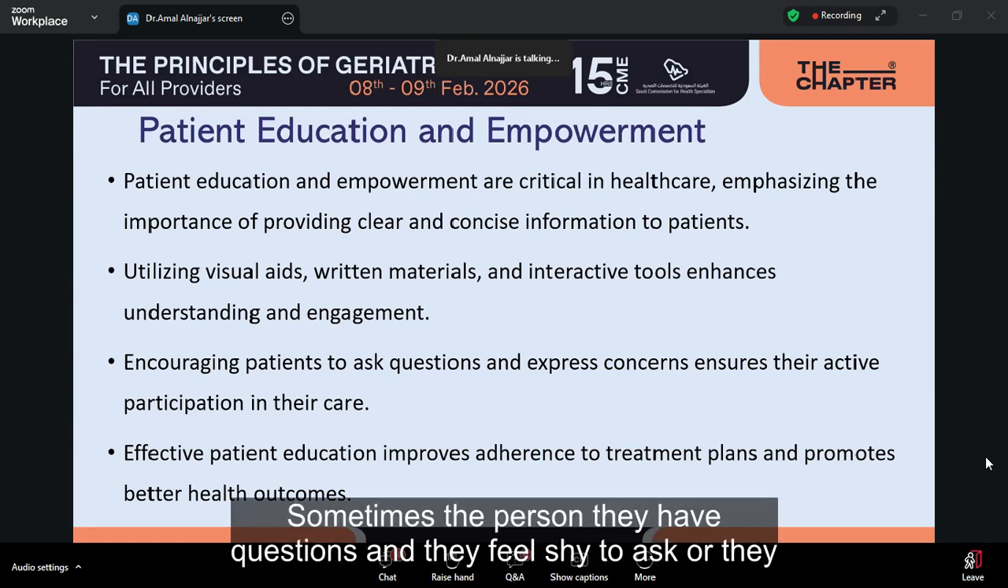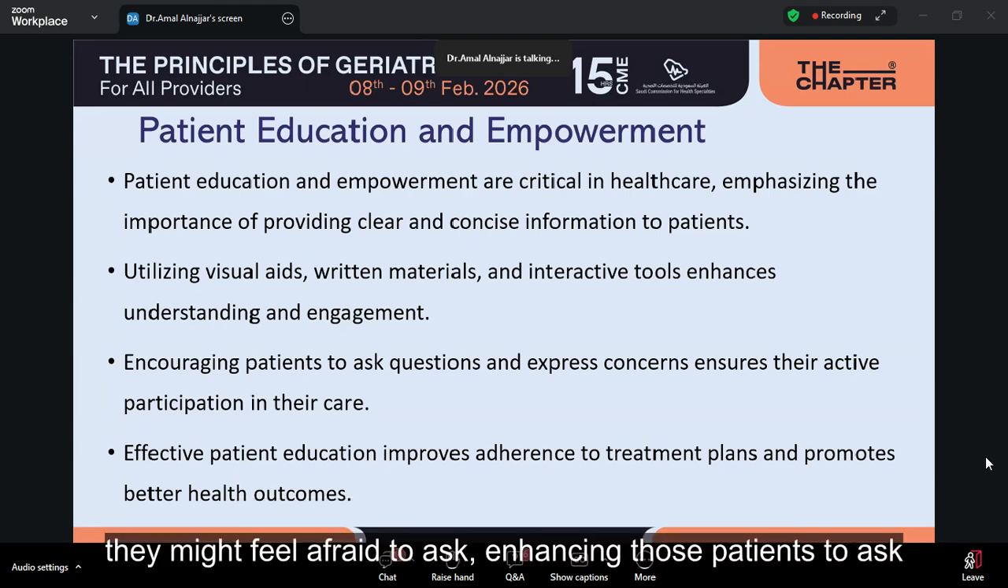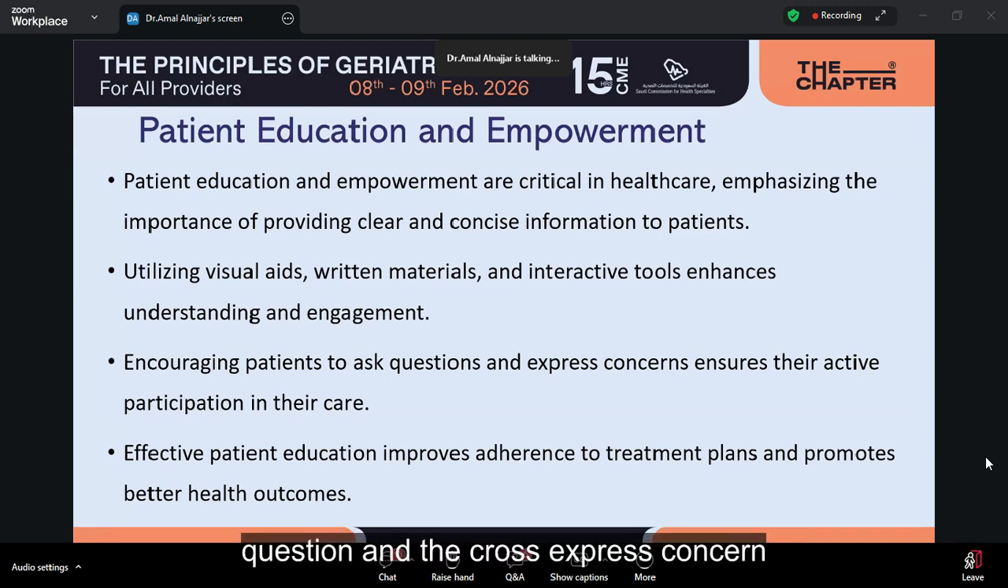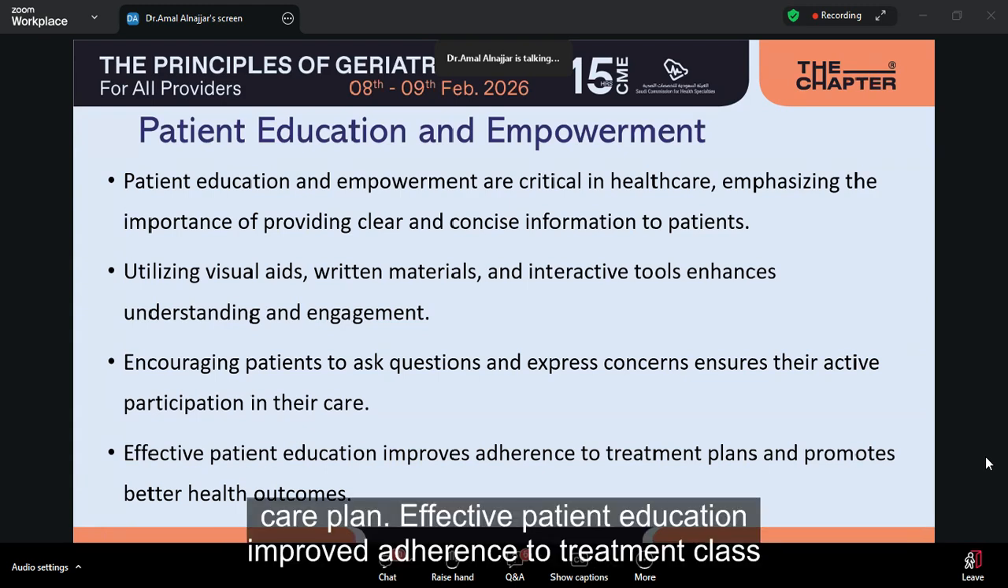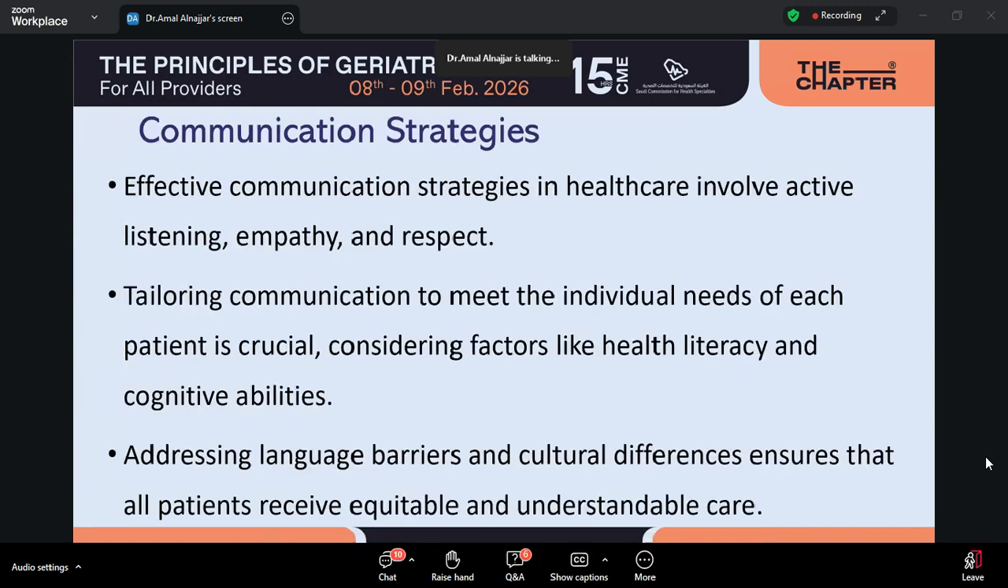Sometimes patients have questions and they feel shy to ask, or they might feel afraid to ask. Encouraging those patients to ask questions and express concerns ensures their active participation in their care plan. Effective patient education improves adherence to treatment plans and promotes better health outcomes, as we require.